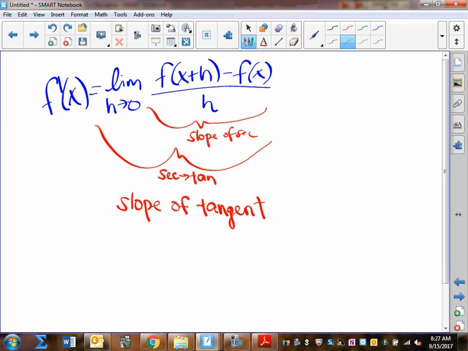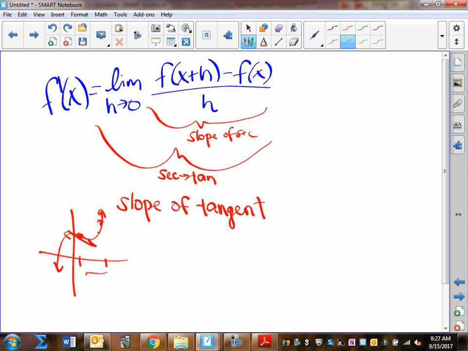So as the distance between my 2 points, as I bring this distance to 0, as h goes to 0, this point comes over here, so where it is that tangent line. Alright, so again, my derivative is the slope of the tangent, and what that's made up of is the limit of that slope there.